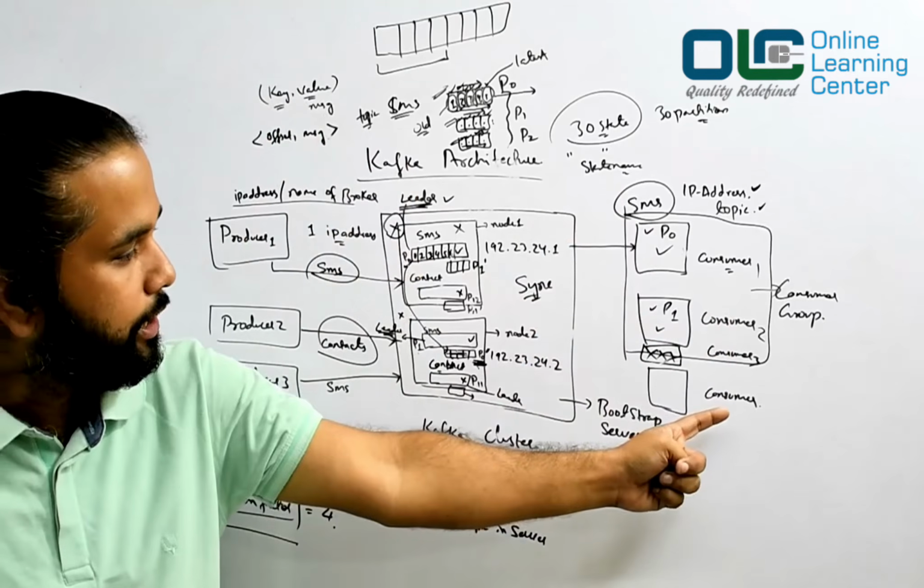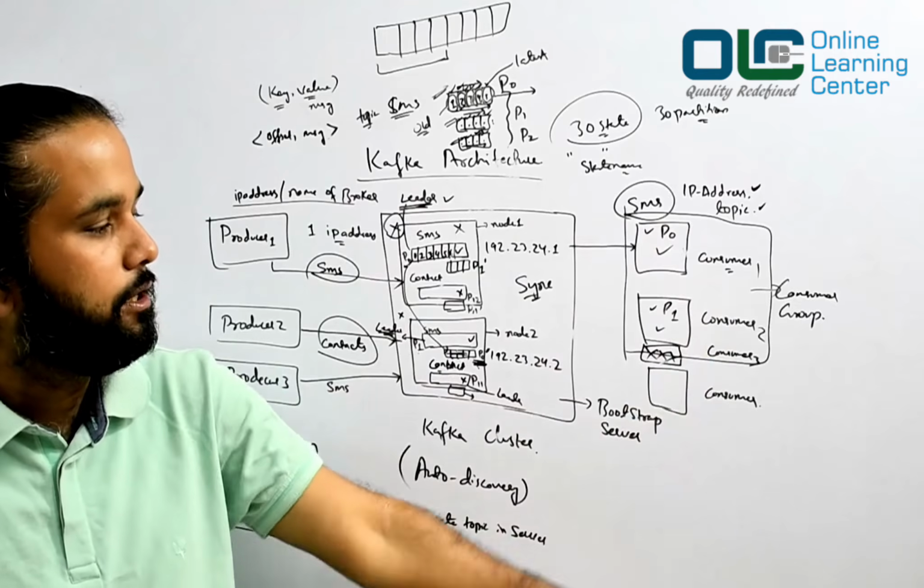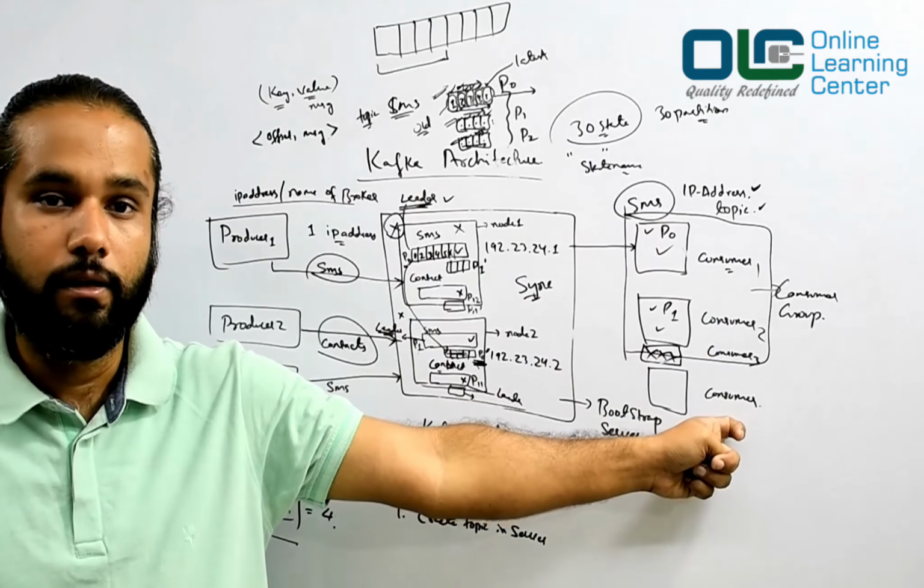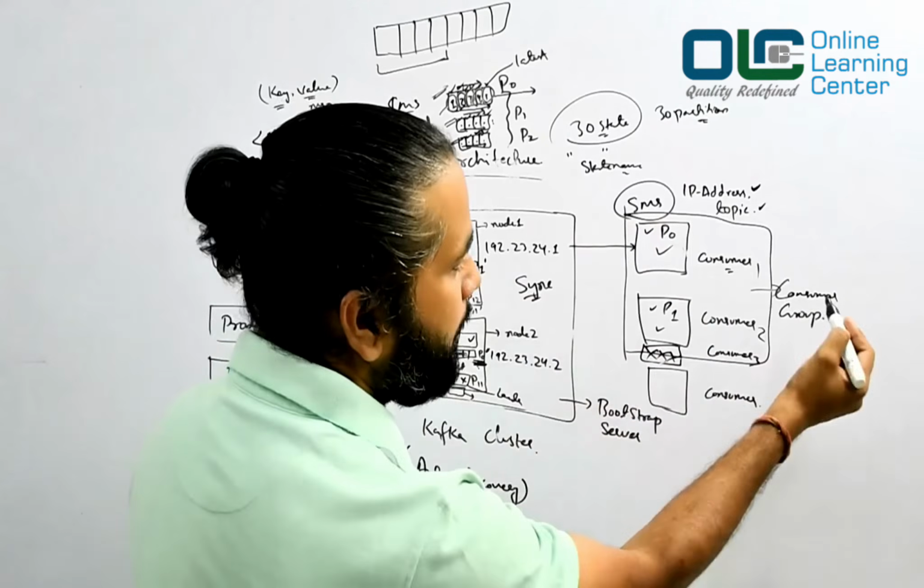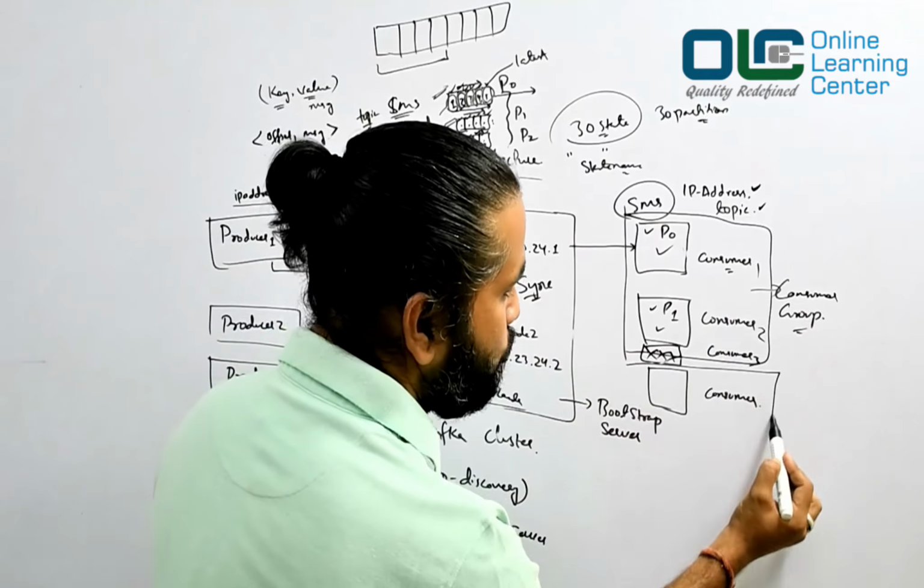Now look at this. It is possible that you can have another consumer, and this is not a part of this consumer group. It is a part of its own consumer group.